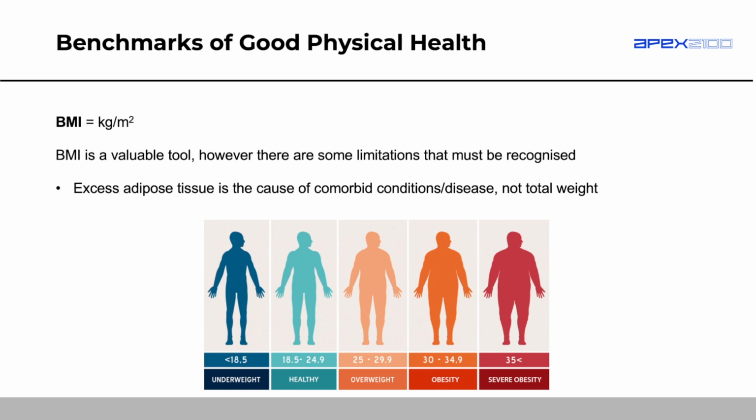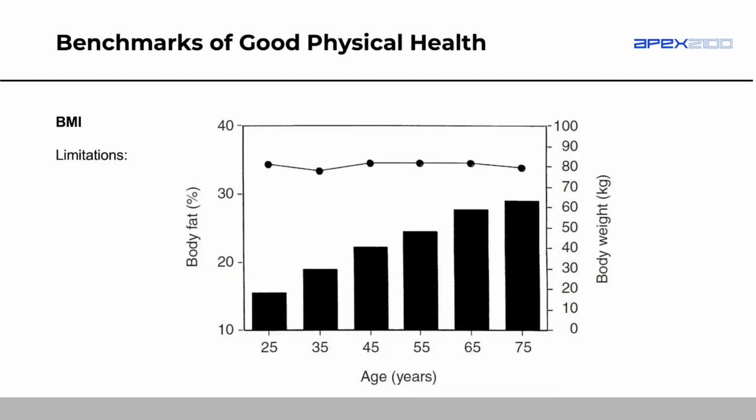But importantly, it's excess fat, excess adipose tissue that's the cause of bad comorbid diseases, chronic conditions. It's not total weight, it's fat. So when BMI just takes into account total weight, we can get an inaccurate picture of our health. So let's see what those limitations are.